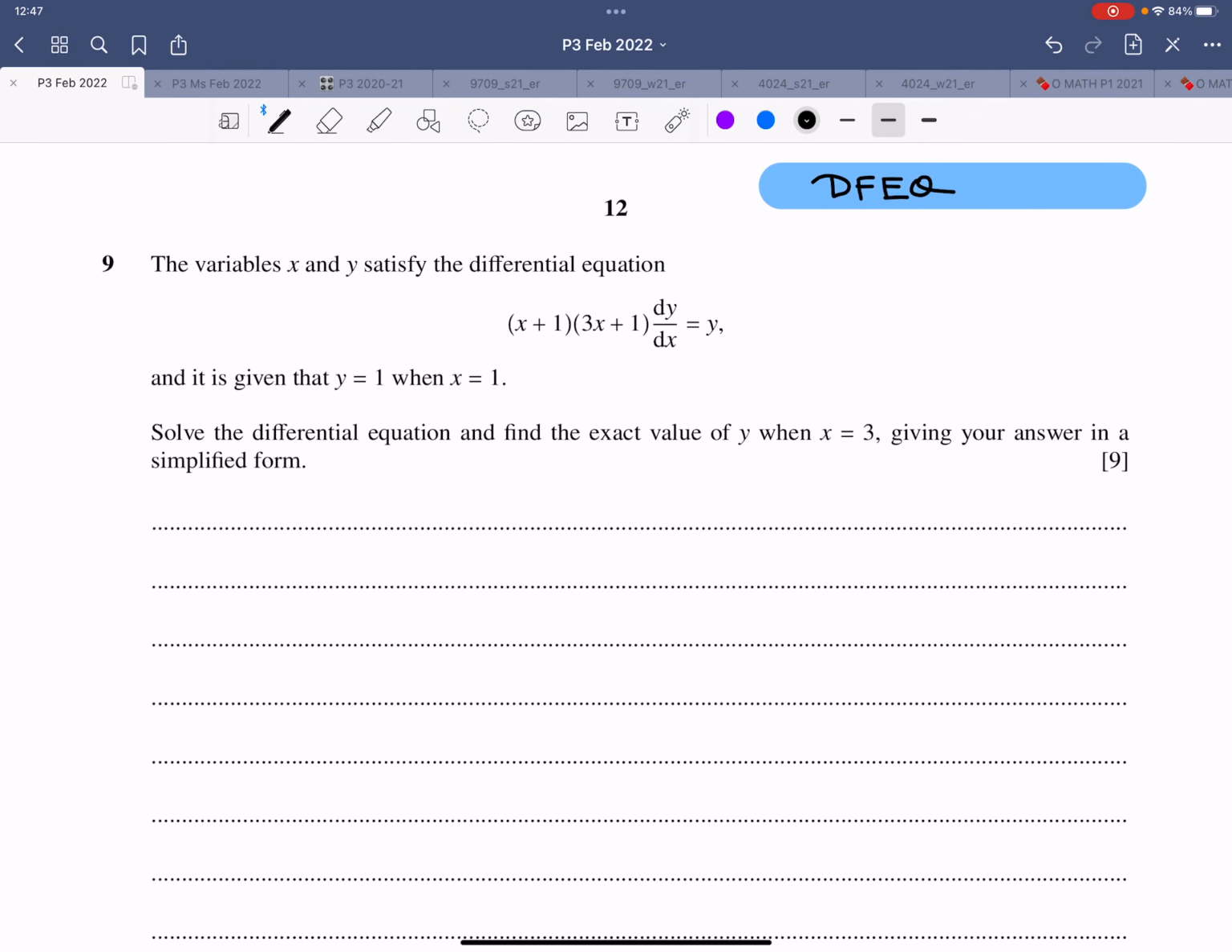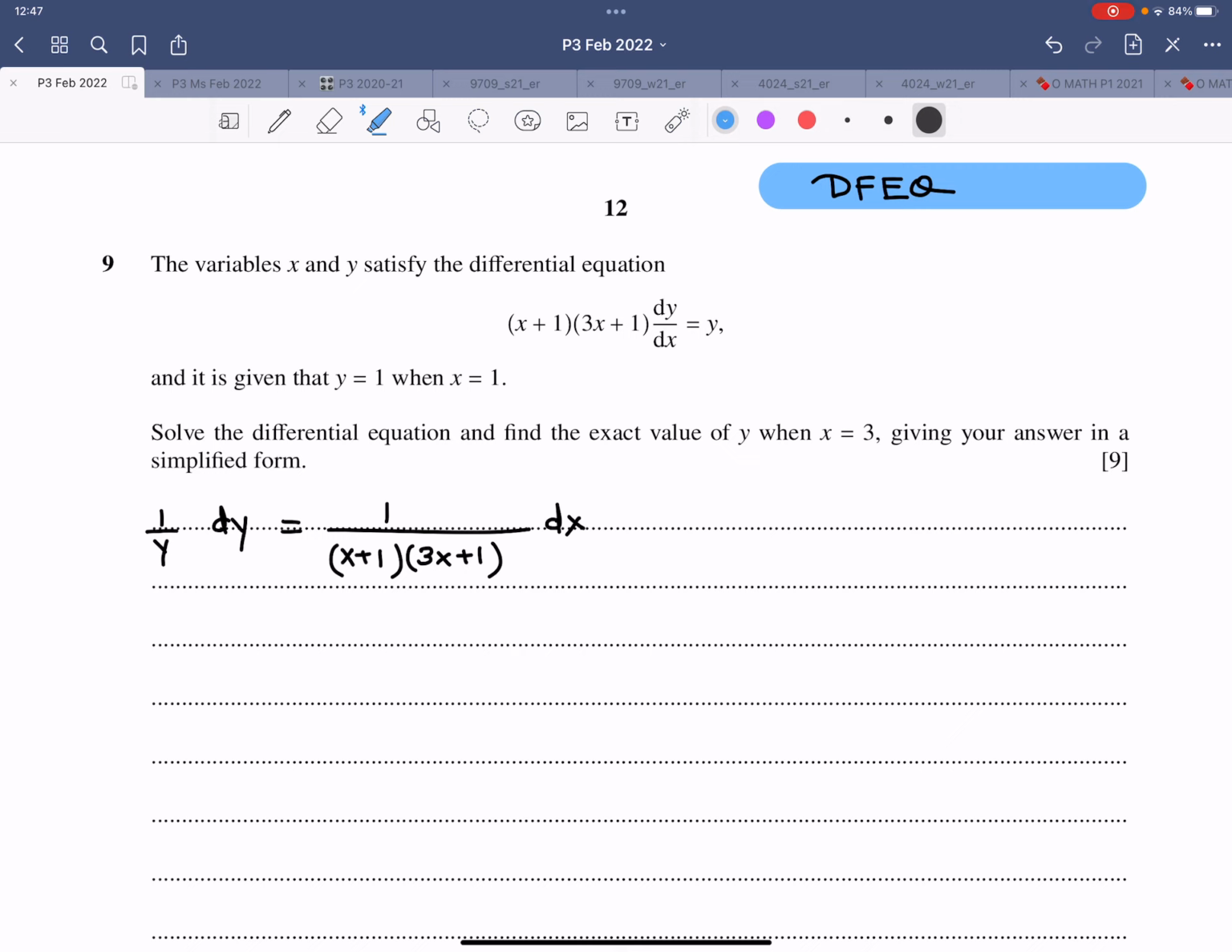Let's continue with this paper. Now we are on question number 9. Question number 9 is about differential equation. Let us first separate the variable. So 1 over y dy equals 1 over (x plus 1)(3x plus 1) multiplied by dx.